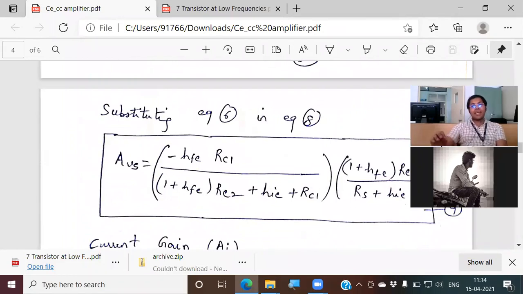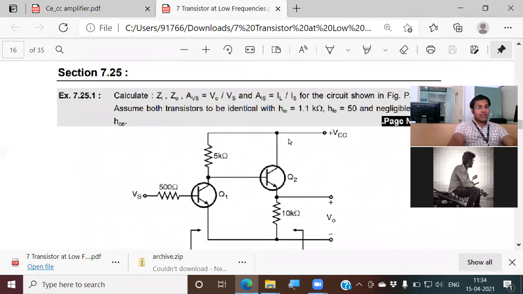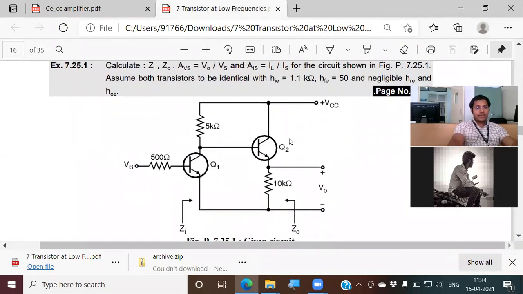See, our subject is like this. Only if you practice will you be able to do well. Otherwise, it is very difficult. So please practice. And we were parallelly doing a problem. So this is the problem that we were discussing. This is the question. This is the circuit.